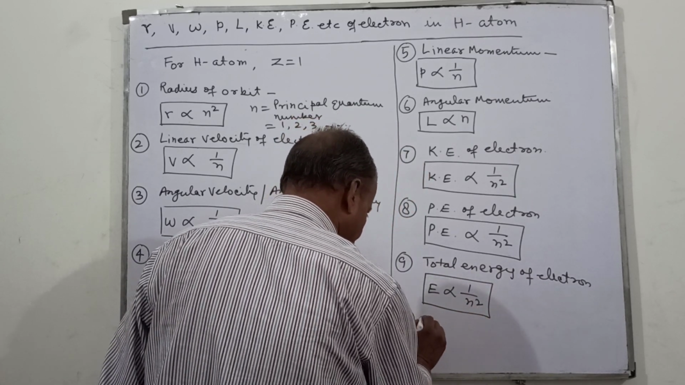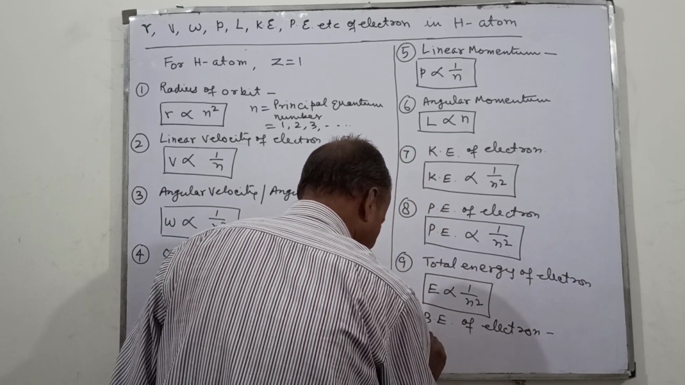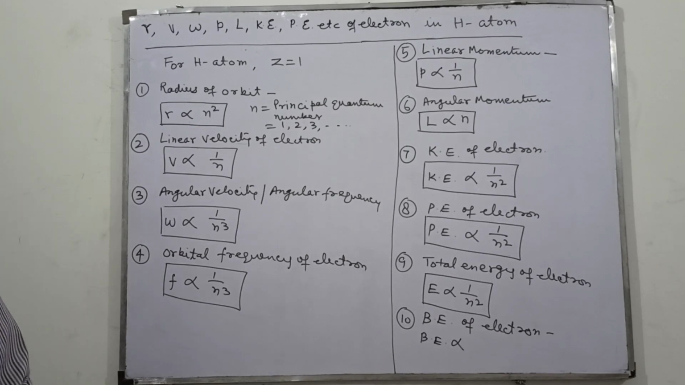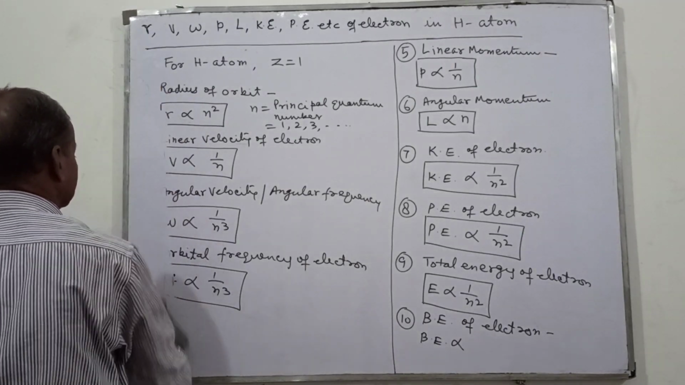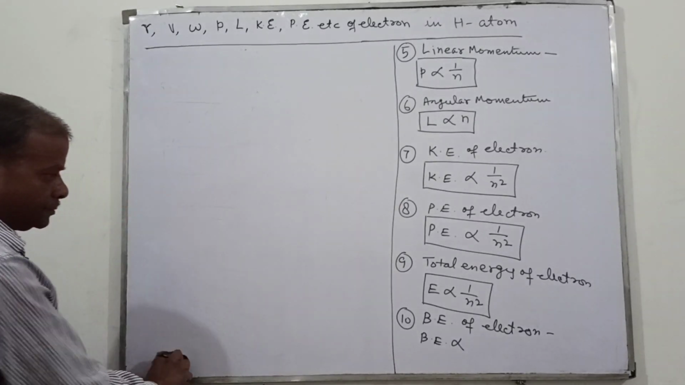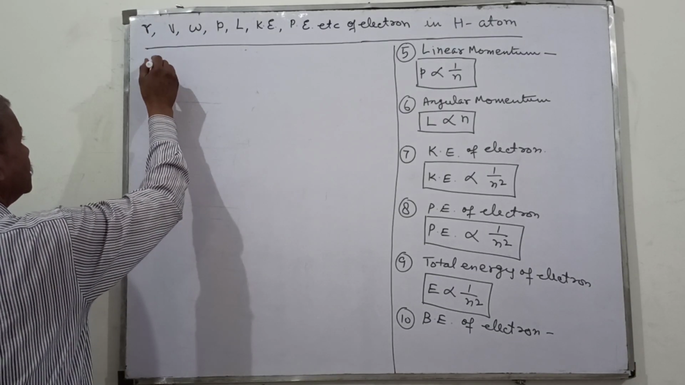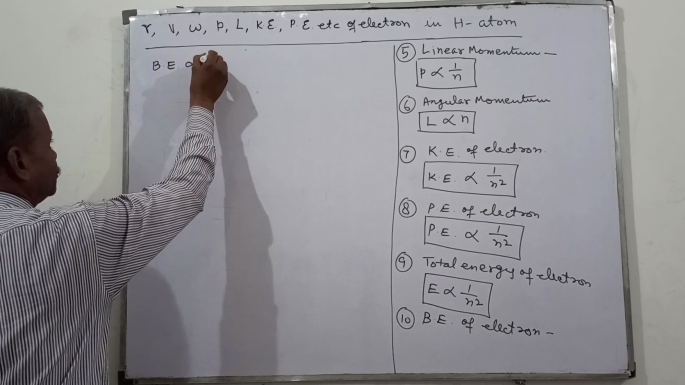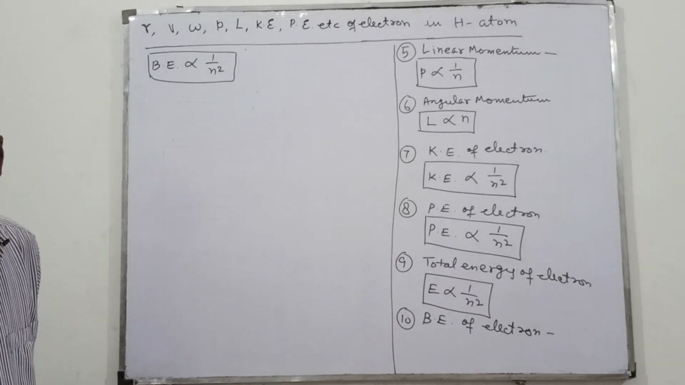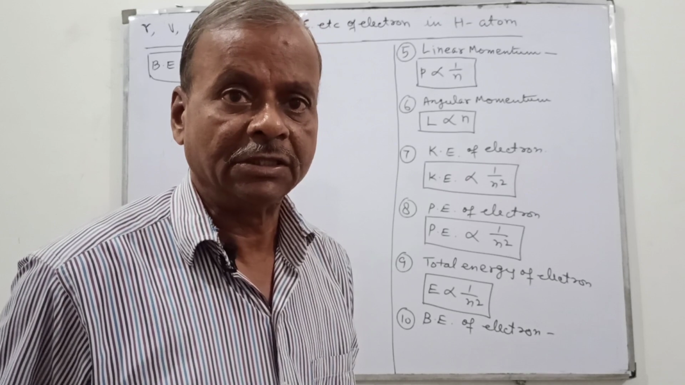Now number 10, the binding energy of electron. So this binding energy is proportional to 1 upon n square. So these are the 10 physical quantities. Now we can find other relationships by multiplying and dividing all these physical quantities. So they are generally asked in the question paper.